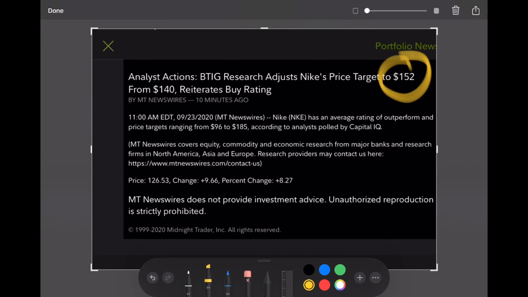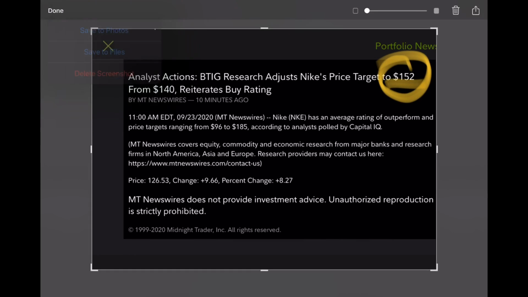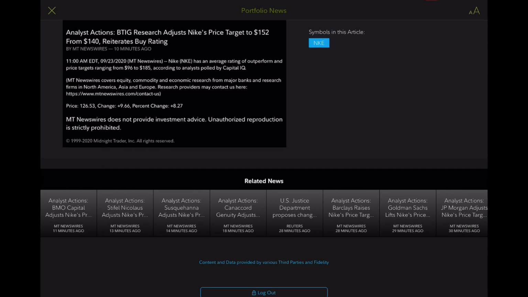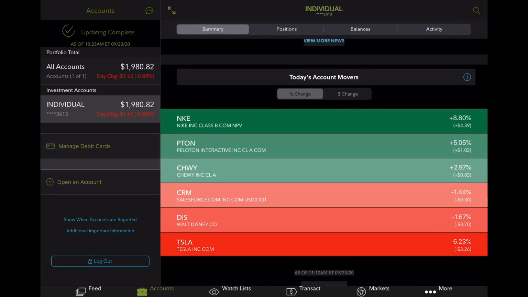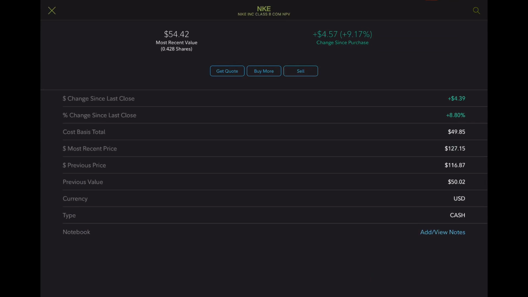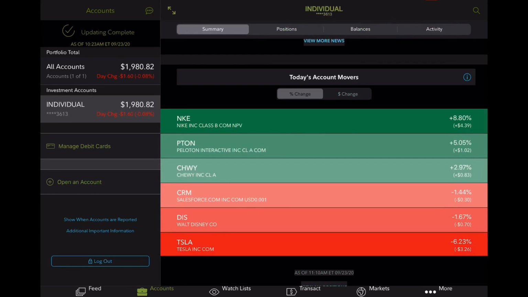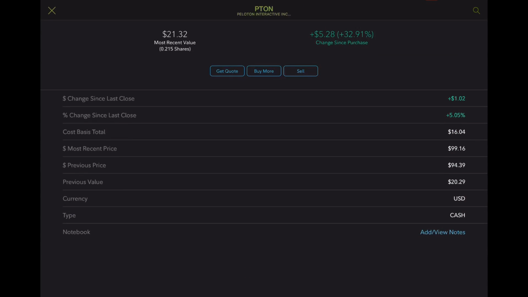BTIG and analysts put a target of 152 on Nike, which I think is fair. Currently, Nike is trading at roughly 122, and as you can see, that's already with the 8% increase today. So far we have $54 invested in Nike. We've made a total of $4.57 in profit.